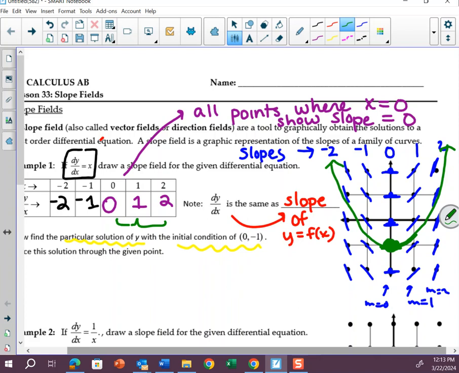Looks a lot like what function? Y equals, like a y equals x squared. Yeah, it looks a lot like a parabola. Okay.